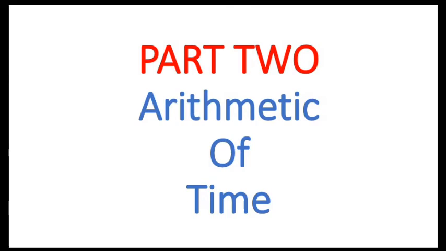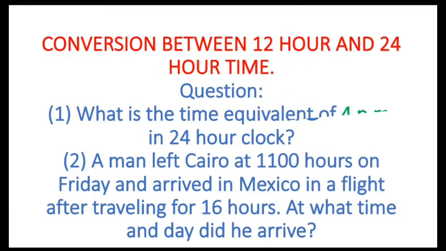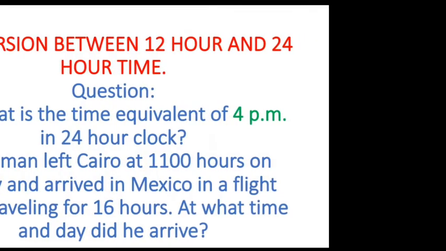We are going to be looking at calculation or application of time. In the first example, we have question 1 and 2. In question 1, the question is to change 4 p.m. to 24-hour clock timing. Alright, so the first thing we are supposed to do is to write down 4 p.m.